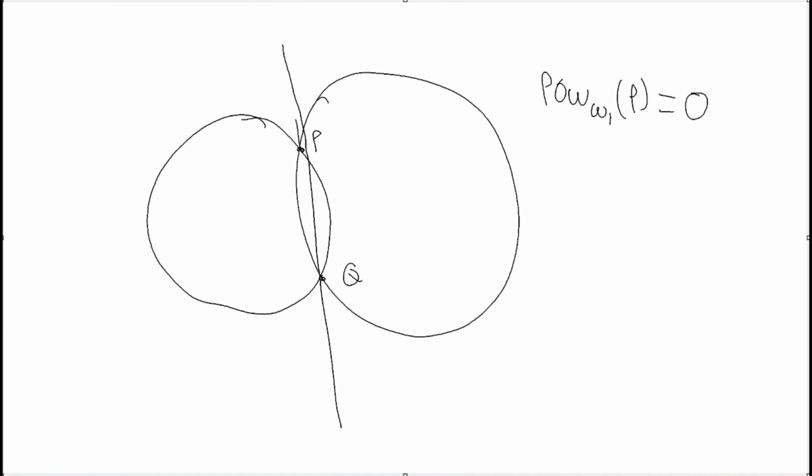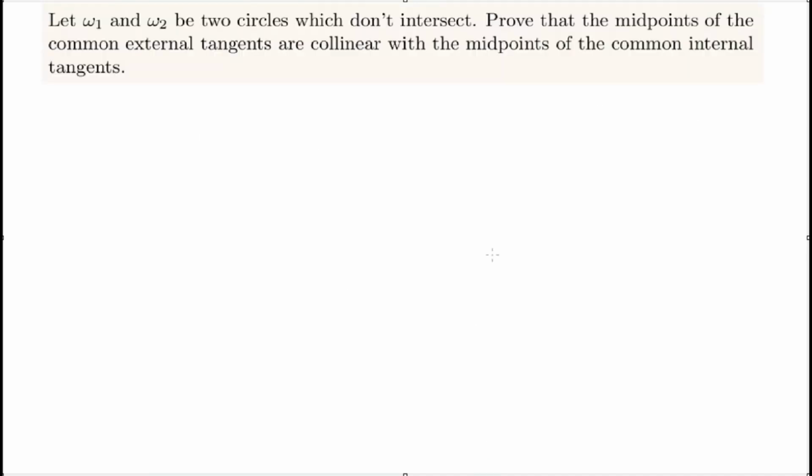So now that we've explored radical axis, let's take a look at a quick example. So here's our first example. Suppose that omega 1 and omega 2 are two circles which don't intersect, and such that one is not contained in the other. Prove that the midpoints of the common external tangents are collinear with the midpoints of the common internal tangents. In other words, all of these midpoints lie on the same line.